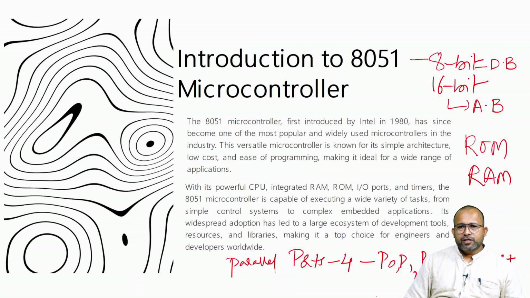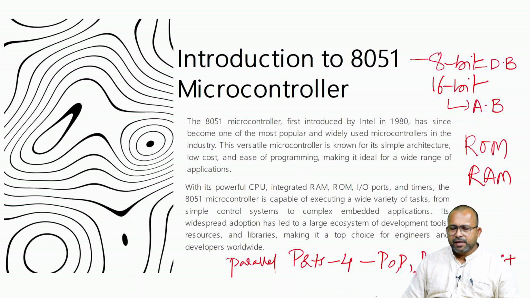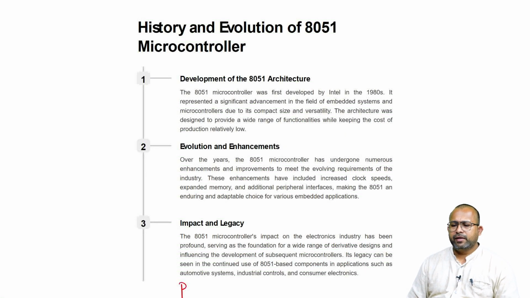With its powerful CPU, integrated RAM and ROM, I/O ports and timers, the 8051 microcontroller is capable of executing a wide variety of communications and tasks, from simple control systems to complex embedded applications. This is how the 8051 is versatile when compared to its predecessor, the 8086 microprocessor. Coming to the next topic, that is the development and the history.